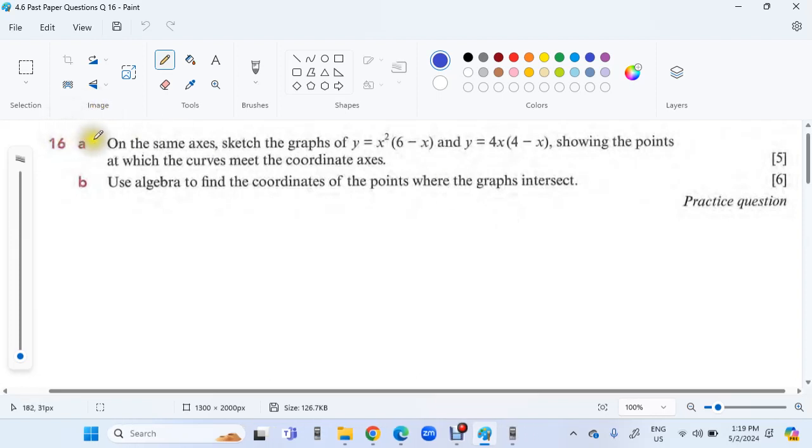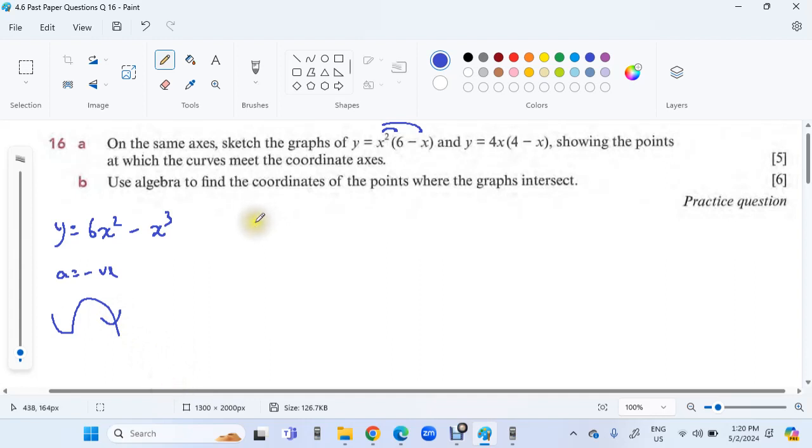Question number 16a. On the same axis, sketch the graph of this. So we expand this one. Then we have y equal to 6x squared minus x cubed. So the a is a negative value, so the graph will look something like this, going downward at the end.